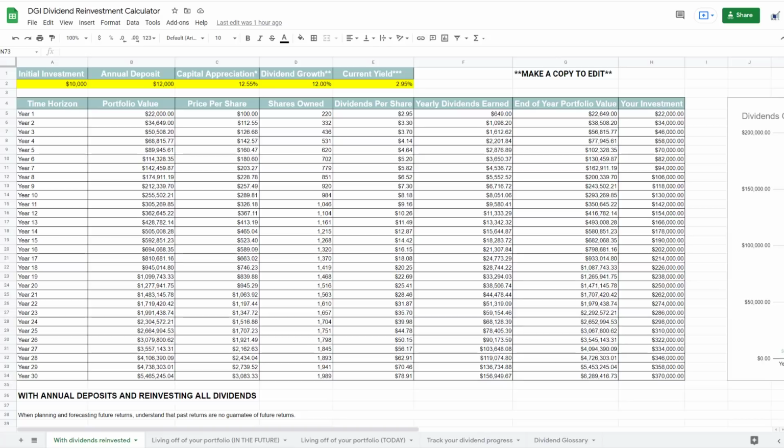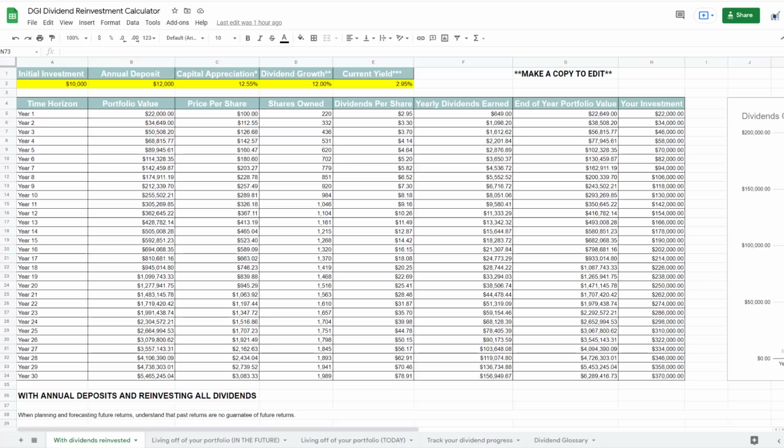You can make a copy of it to edit it, and all you have to do is focus on the yellow fields here. If you update the yellow fields, the entire chart here and the graph to the right will update automatically. So we're going to assume that today you were to invest $10,000 into SCHD. And we're going to assume going forward, every month you're going to invest an additional $1,000. If you're not able to invest $1,000, that's fine. You could update that to $500. Or if you're able to invest more, you can update it so that it meets your particular goals. For the purpose of this video, I'm going to keep it straightforward and say that we're going to invest $1,000 a month. And we're going to look at that over a period of time.